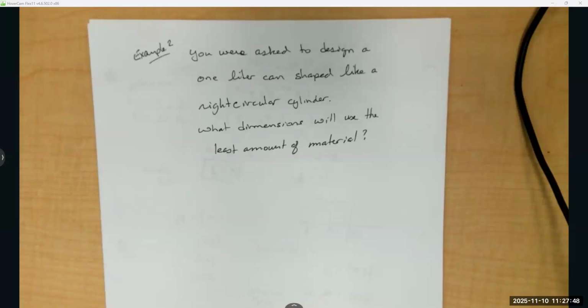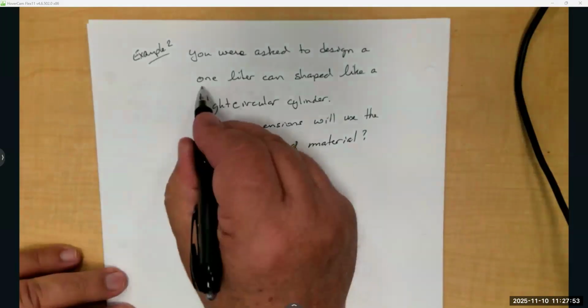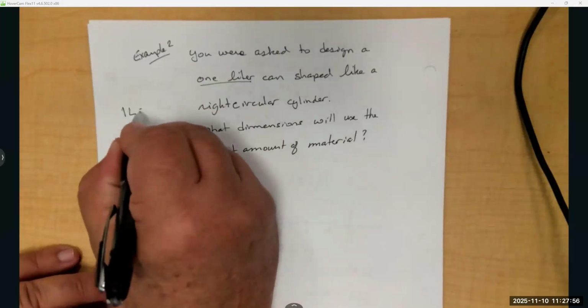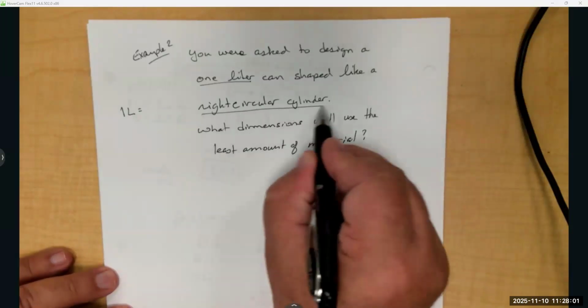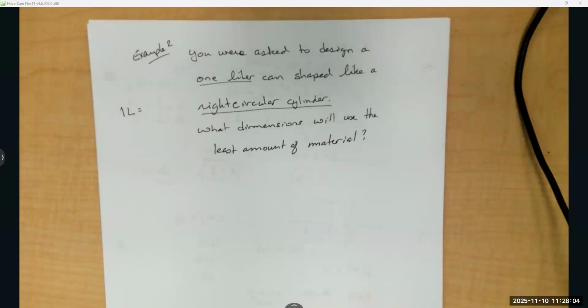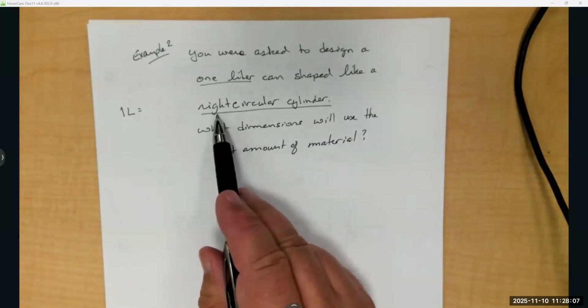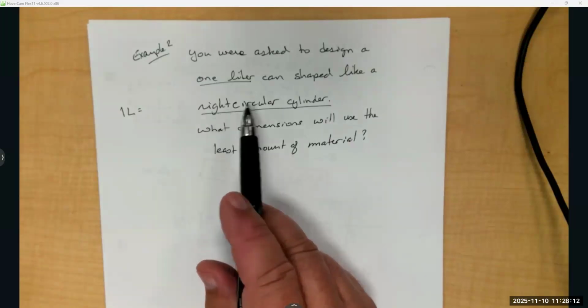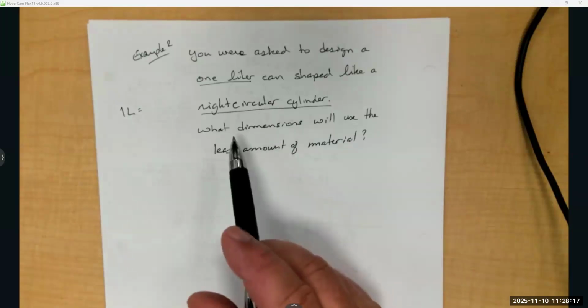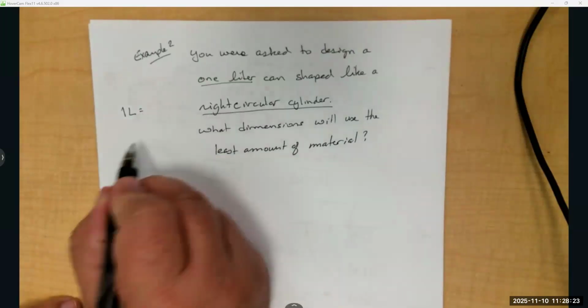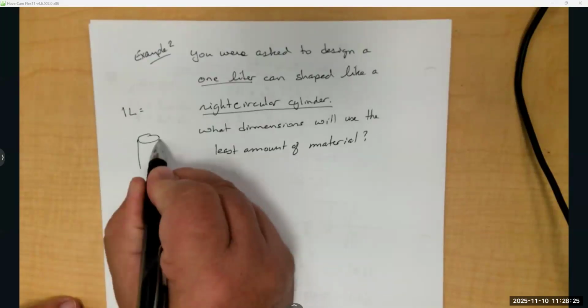Pretty short sentence for asking a lot. First sentence, you were asked to design a 1 liter can shaped like a right circular cylinder. What does that mean? What is right? Why is that in there? 90 degrees, exactly. I mean, who would build one that's not 90 degrees? So again, it has to be stated. If it's not stated, you can design it however you want to. So it's got to be a right circular cylinder.